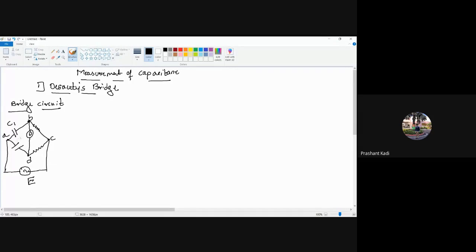So the first arm has the capacitance C1 and the current flowing through that arm is I1. The same current will flow through this branch also if the bridge is balanced. This is R3, and the second arm has only the capacitance, that too a variable standard capacitance C2. And the last arm is R4. It is simple, right? I2 current is flowing. This is also I2. Draw the bridge circuit.